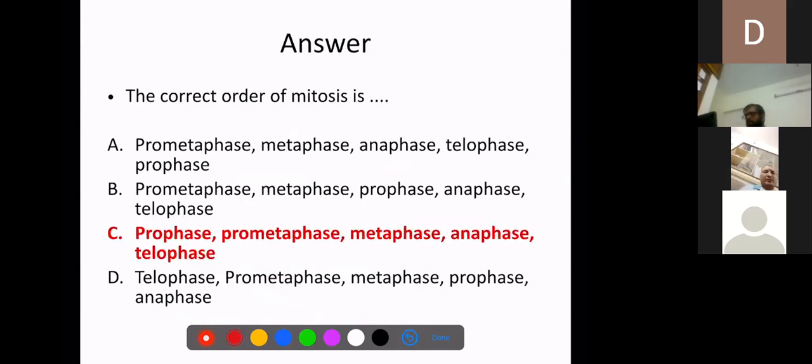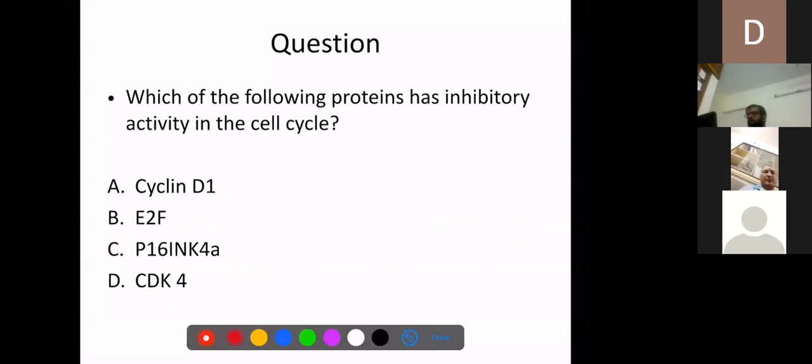Exactly. Okay. So which of the following proteins has an inhibitory activity in the cell cycle? I taught you about all other stuff, but I have not told you anything about this. I will tell you what it is later. Just answer this question. Any more options? Answer. Which of the proteins has inhibitory activity?